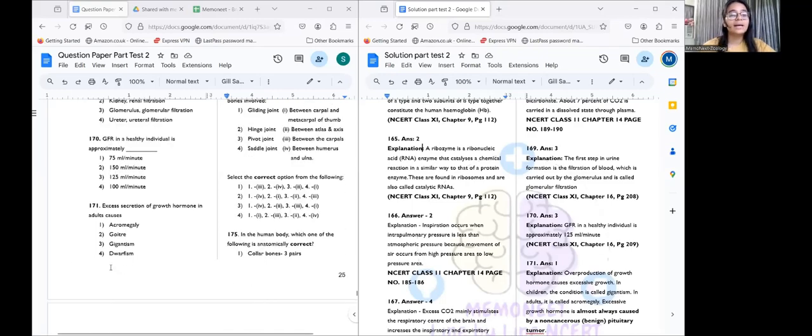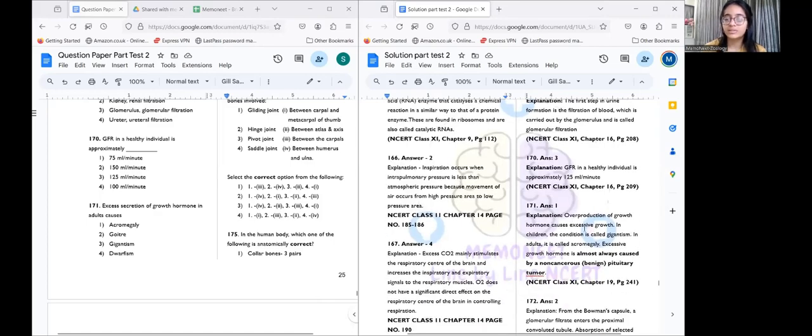Question number 171. Excess secretion of growth hormone in adults causes what? We would consider that an adult has already grown, right? If there's more growth occurring in something that has already grown, that is, a growth spurt after the reproductive period, it is known as acromegaly.